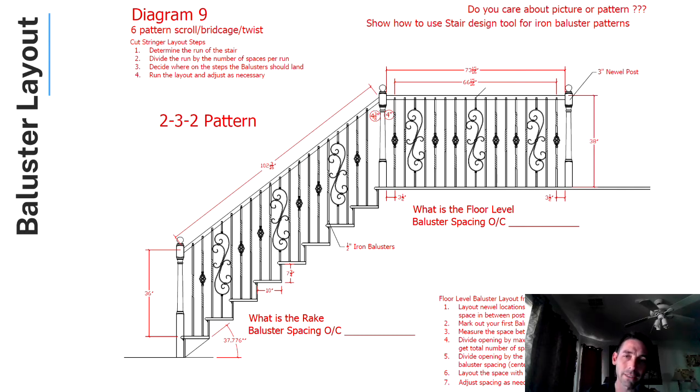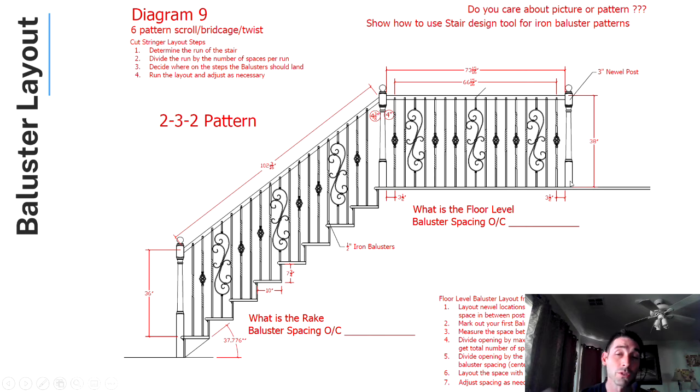The only way to make this happen in a baluster layout with wrought iron balusters is to have an odd number of balusters. See this little tick I put right here in the drawing? That tells you that's the center. Okay, so that allows you to put one baluster in the center and know that you're going to end up the same on this side as you are on this side.